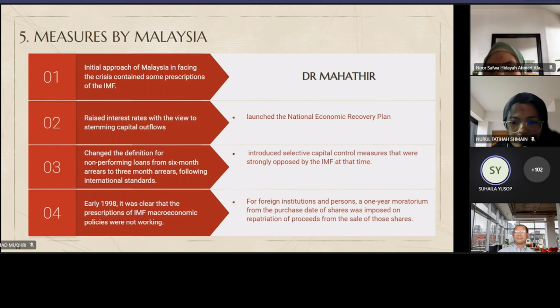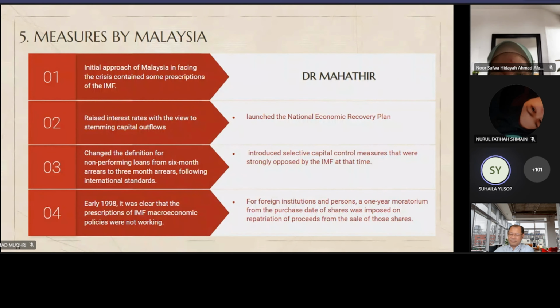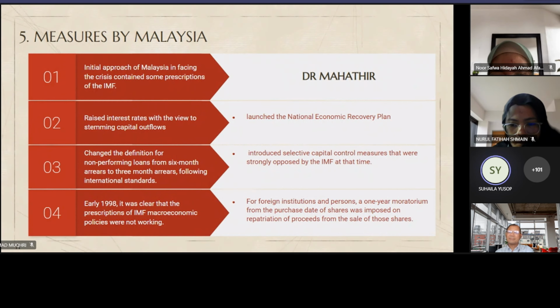On the macroeconomic policy front, it raised interest rates with the view to stemming capital outflow. The currency was floored to allow for free capital flows, and public expenditure was reduced by 18%. And on the financial sector side, Malaysia changed the definition for non-performing loans from 6 months arrears to 3 months arrears, following international standard.